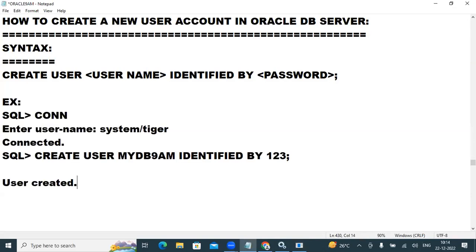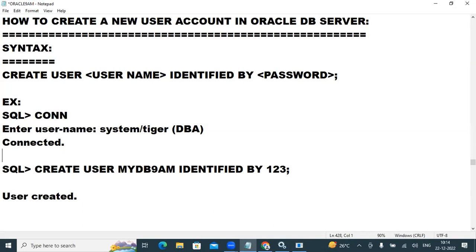Example: first connect with your admin. He is your database admin, guys. He will create it, and this is your user successfully created.